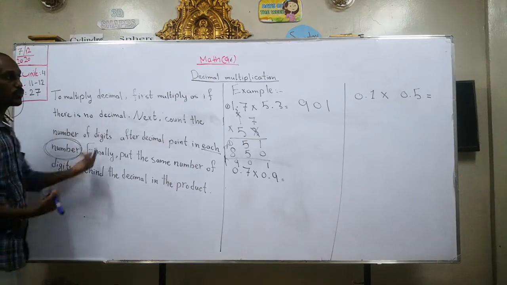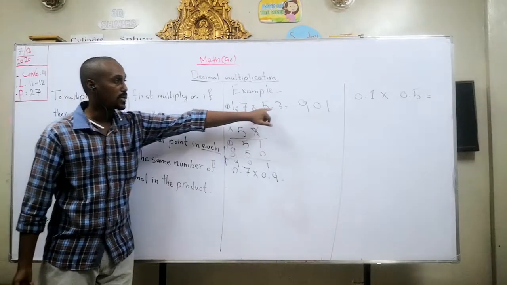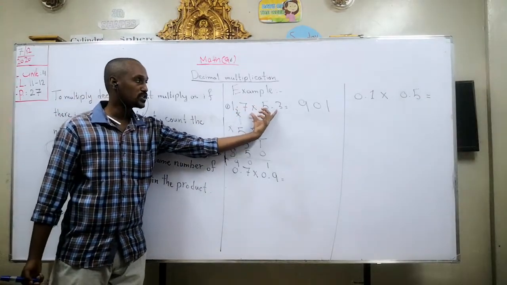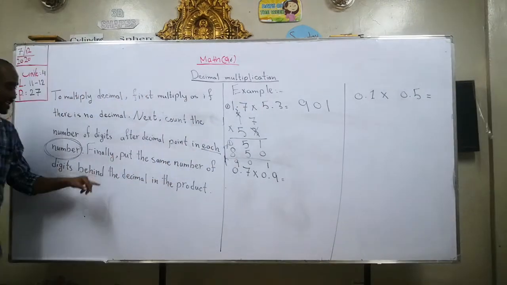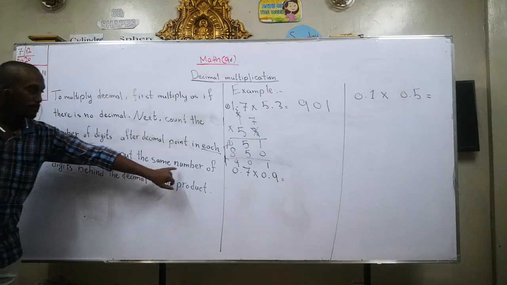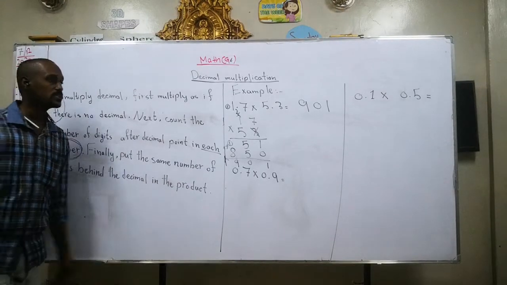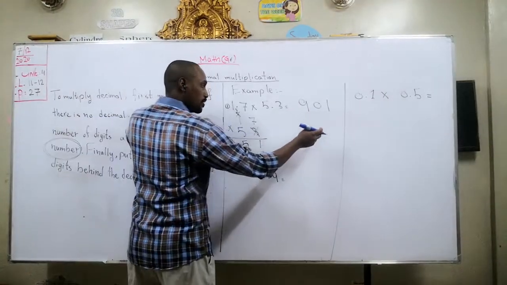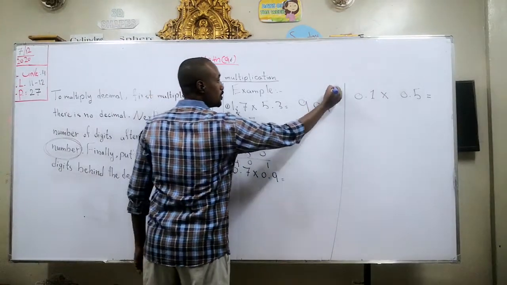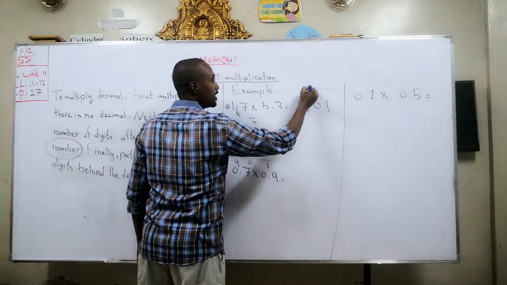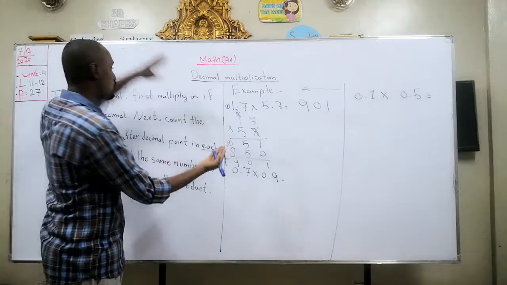Let's continue. Next, count the number of digits after the decimal point in each number, in both of them, not only in one. Here we have one, and here we have one. That means we have two decimal places. What do we do next? Finally, put the same number of digits behind the decimal in the product. Always going from right to the left.